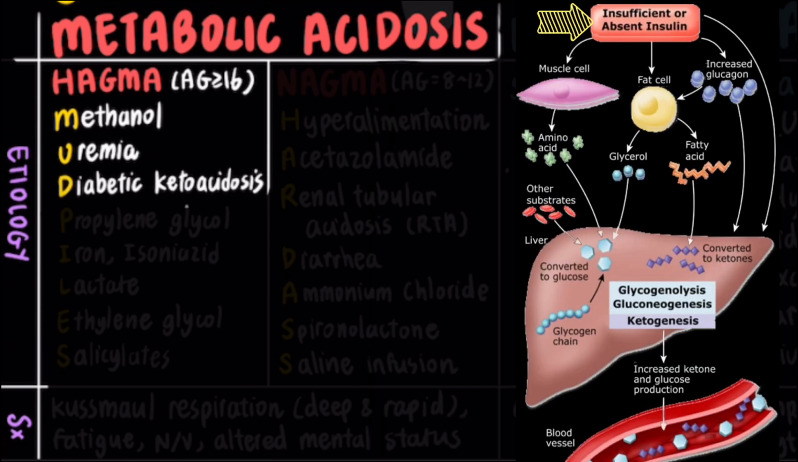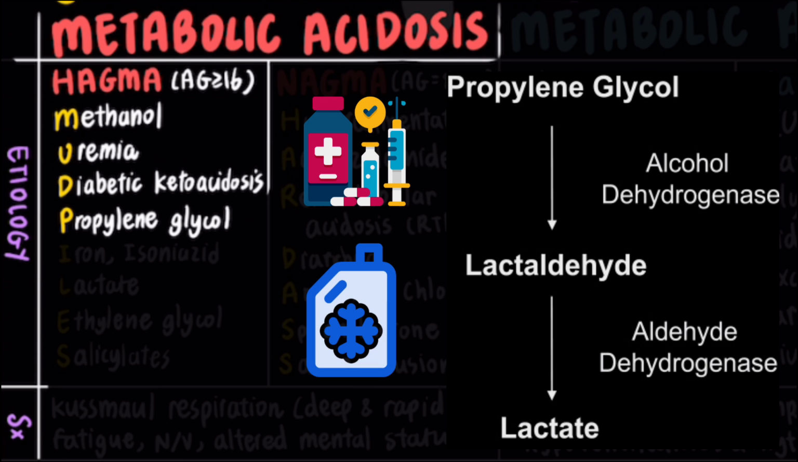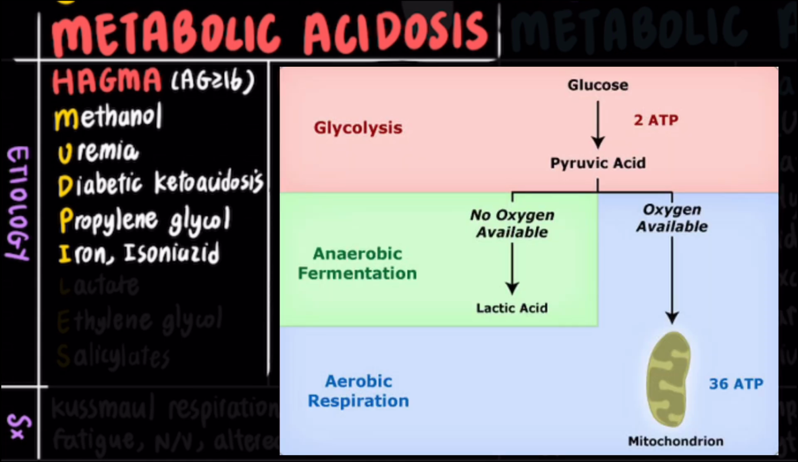In the absence of insulin, the body can't use glucose for energy, so it starts breaking down fat instead, leading to the production of ketone bodies, which are acidic. P is for propylene glycol, a solvent found in medication and antifreeze, which is metabolized to lactic acid. I is for isoniazid or iron overdose. Both can cause lactic acidosis and metabolic disruption.